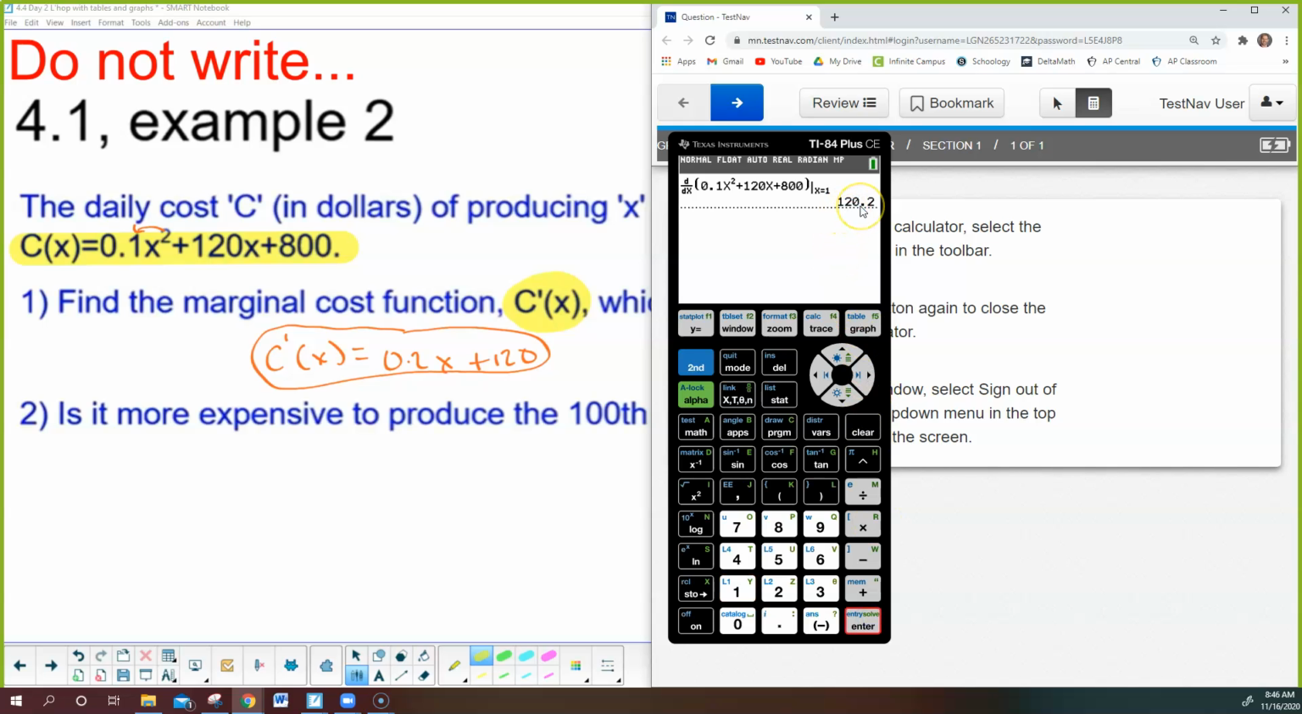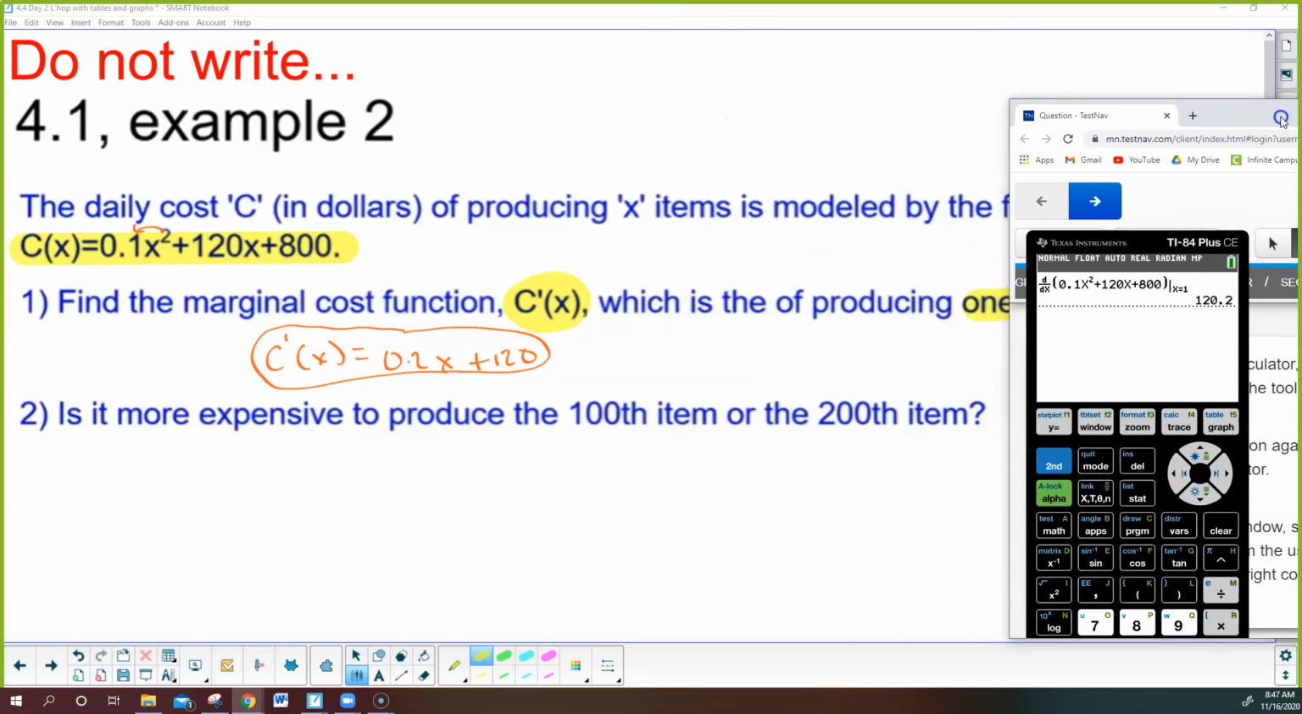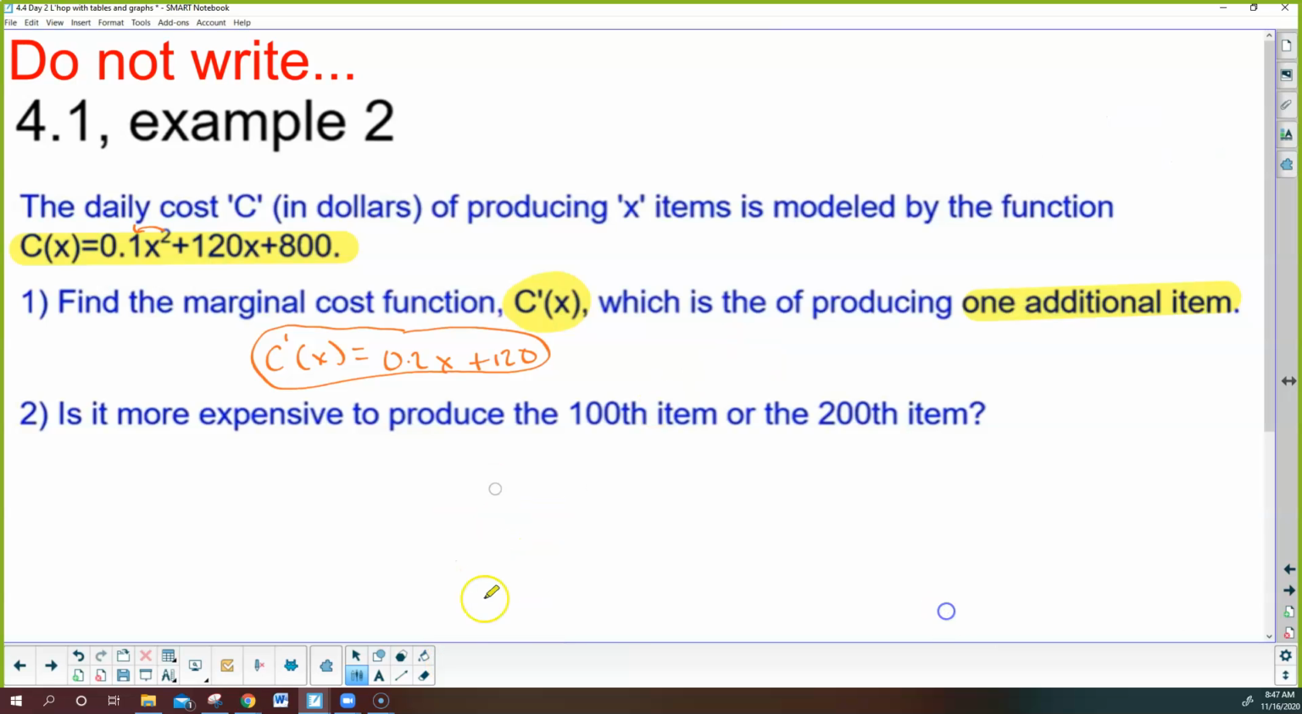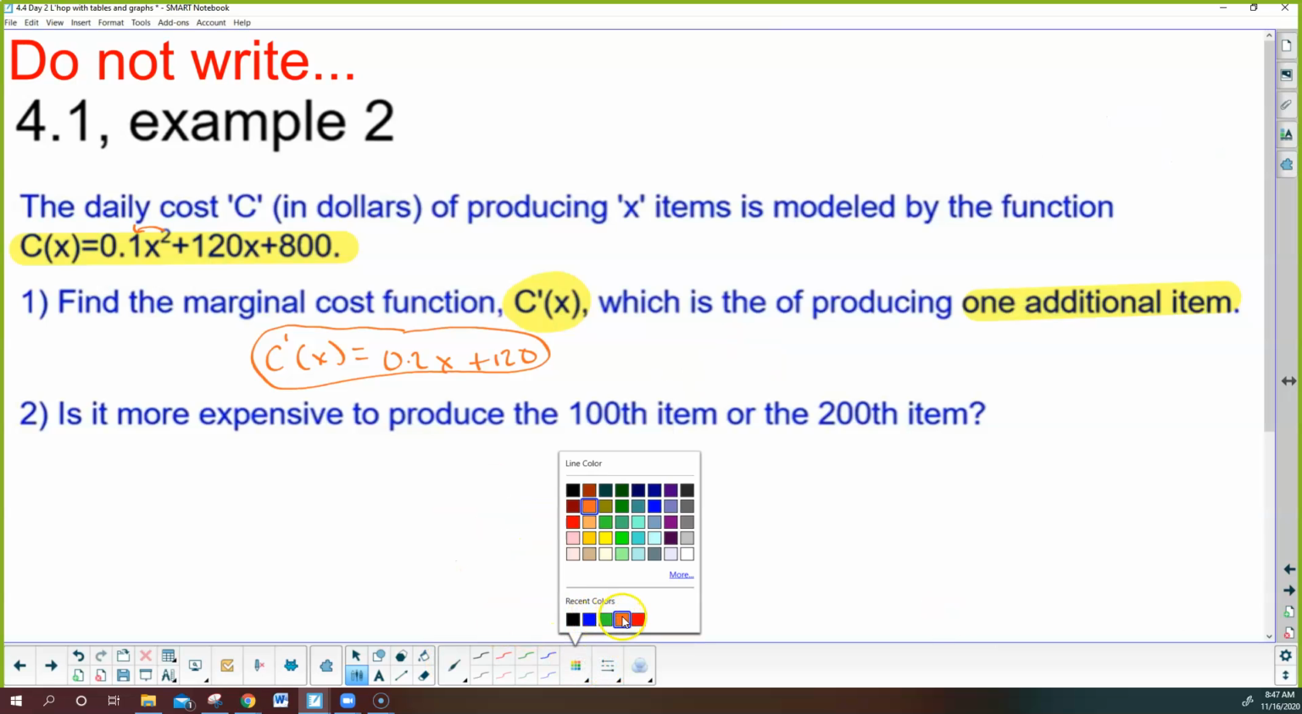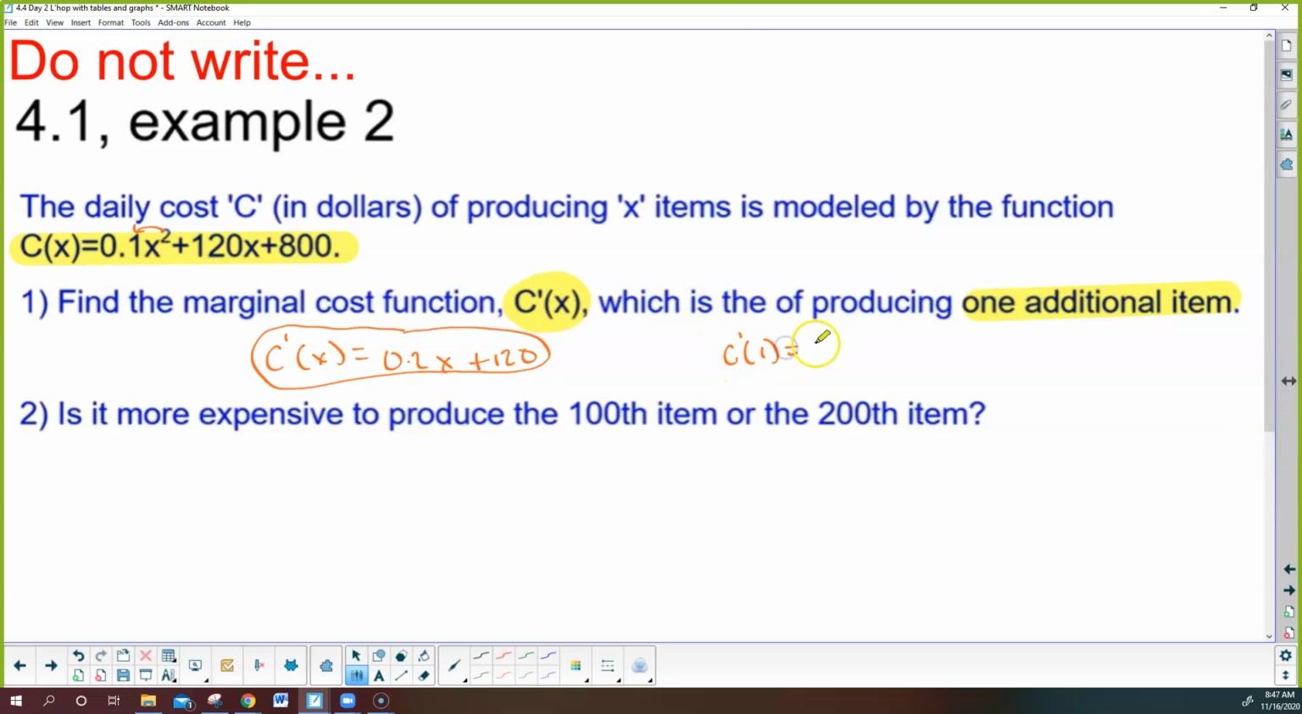And there it is. Our cost is $120.20. So it basically costs us 120. This is going to click over, so I'll come back to that calculator screen in a second. But what did I just do? I just found that the cost for creating one item is going to be $120.20.